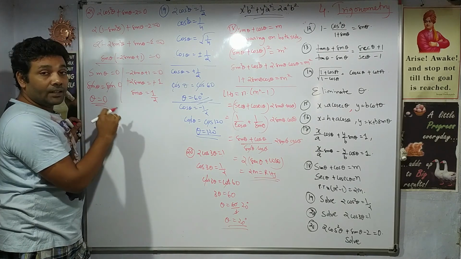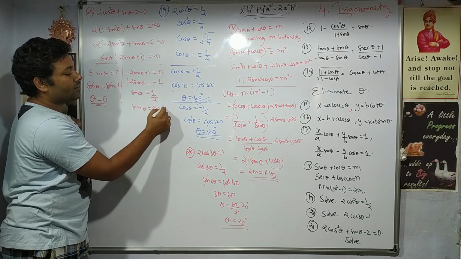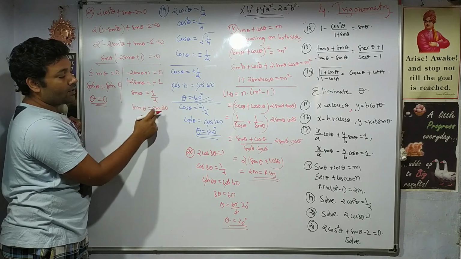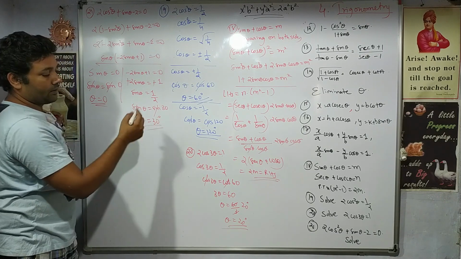When does sine give value 1 by 2? If you recollect, it is at 30. Sin 30 is 1 by 2. So we can replace 1 by 2 by sin 30. Sin gets cancelled. Theta is 30 degrees.